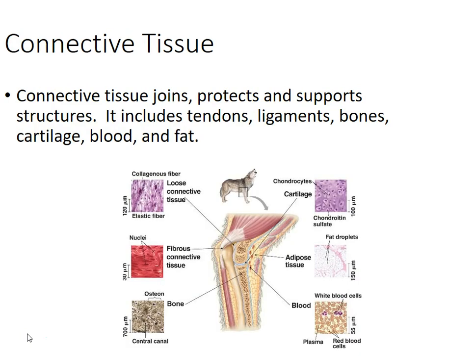Another type of tissue is connective tissue, and it does exactly what its name suggests. It's joining tissues together, it's protecting tissues, supporting structures, and it includes things like tendons and ligaments, so joining muscles and bones. Bones are also considered to be made up of connective tissue. Cartilage, your blood, fat, all of that is considered connective tissue.